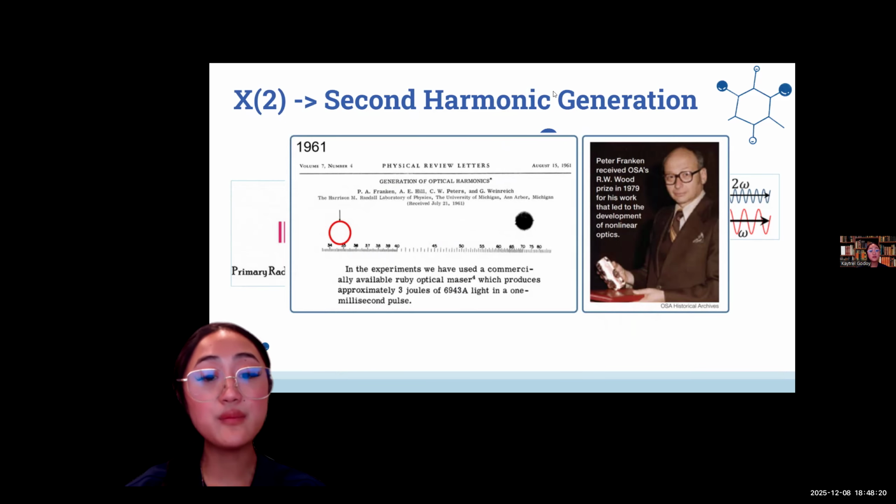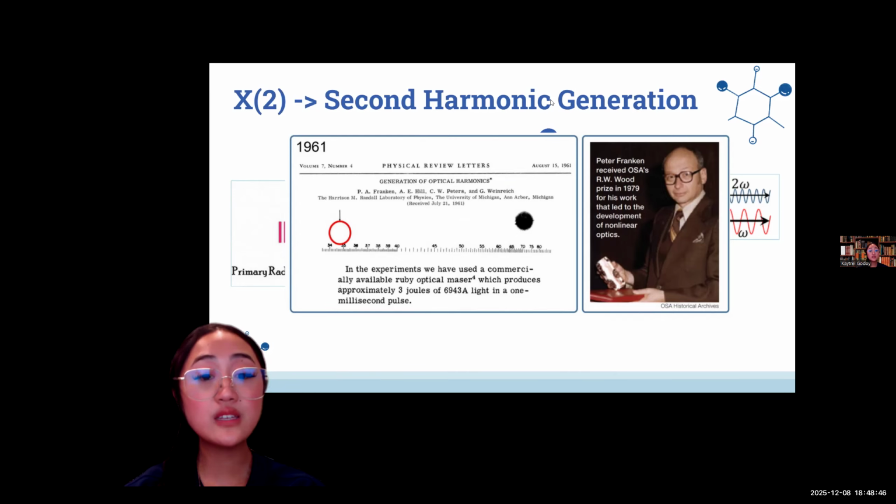So a famous example of second-order nonlinearity is second harmonic generation, or SHG. In SHG, two incident photons of frequency omega combine to create a single output photon with twice the frequency, 2 times omega. The experimental observation of SHG in 1961 marked the birth of nonlinear optics.